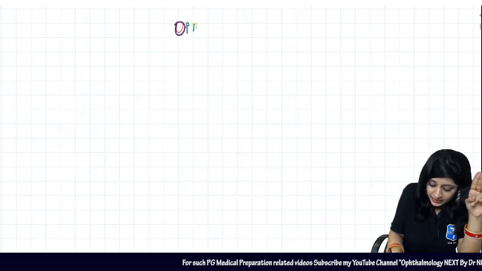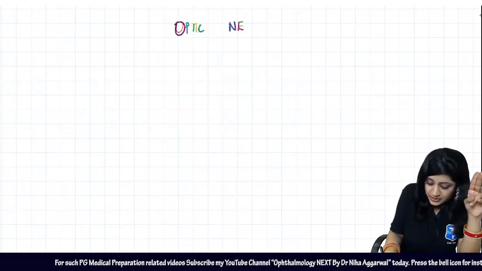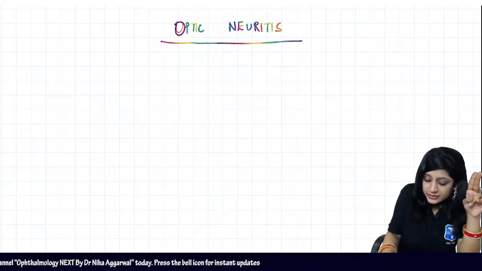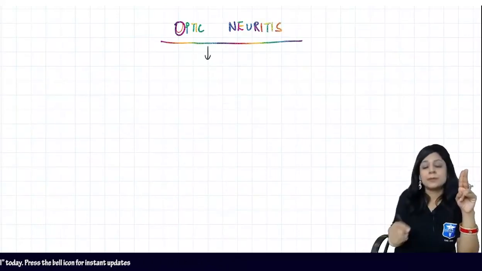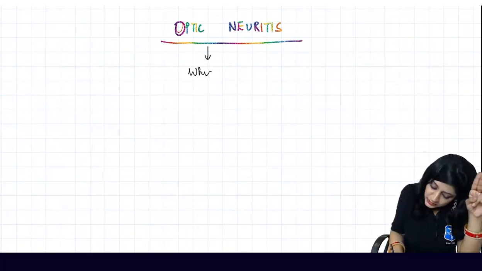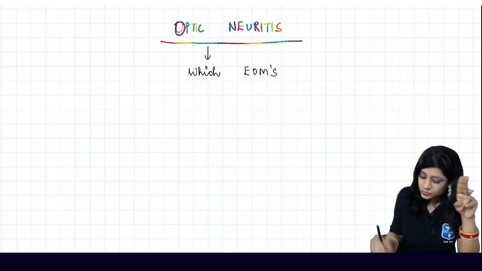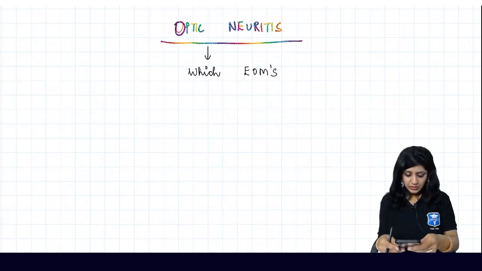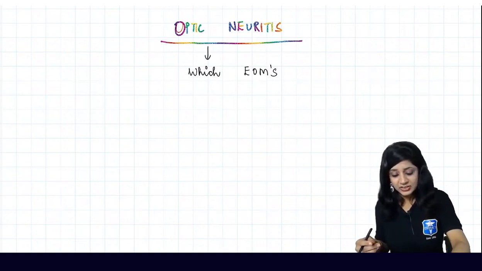Optic neuritis, okay? So what are the muscles which are specifically involved in the cases of the optic neuritis? Which extraocular muscles are actually involved? Very good. Oh, Avinash is also there.